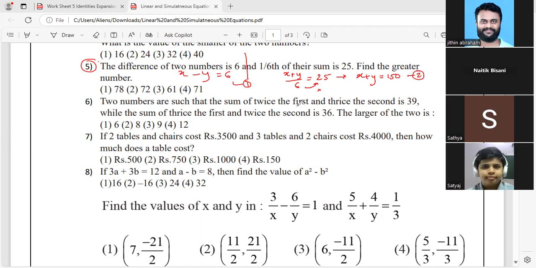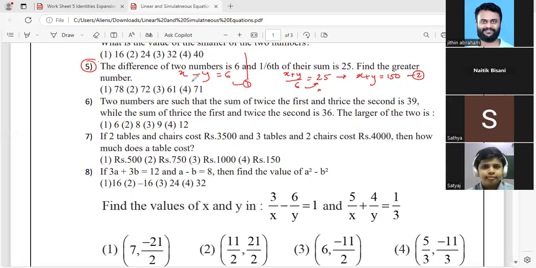Now, again, my target is what? To eliminate one in order to find both the numbers. Out of x and y, can you guess which? They have basically asked us to find the greater number. Which one is greater? X is greater, obviously, because x minus y is giving you a positive number, which means x is greater than y. That's your clue. So you should find x only, nothing else. You can directly find x and close the matter.